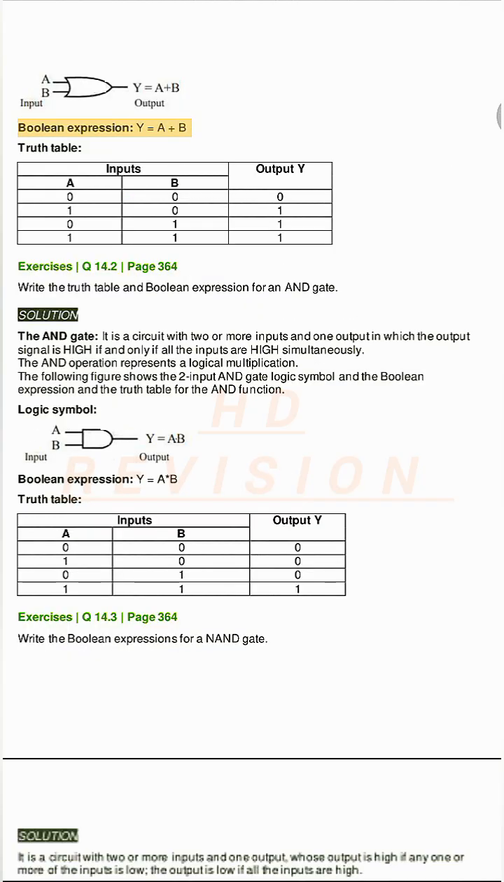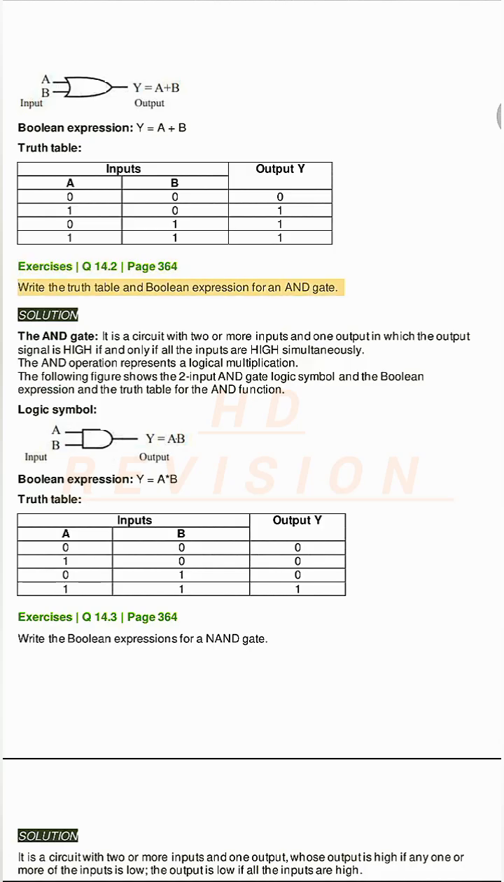Logic symbol. Boolean expression: Y equals A plus B. Truth table. Inputs A, B; output Y. 0 0 gives 0; 0 1 gives 1; 1 0 gives 1; 1 1 gives 1.